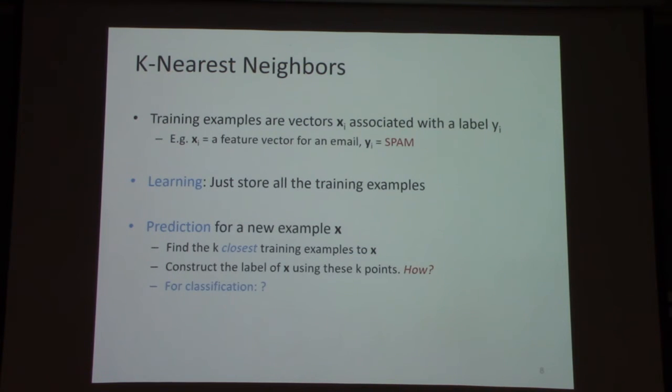Okay? K nearest neighbors is just a minor extension of this. The training is the same. You just store all the points. At test time, when a new example comes in, you don't find the closest point, you find the K closest points. And that's slightly more tricky, not that much more. You should think about how you will do that. You have K training points, and you have to construct the label for this new point using the K training points that are closest. If it's classification, how would you do it?